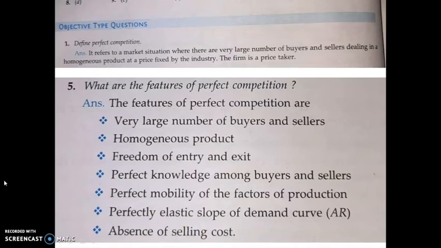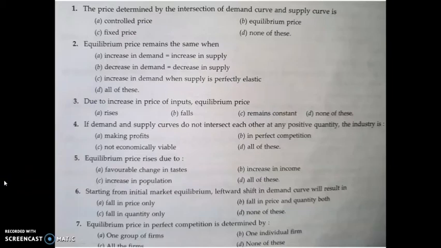The next important part is price determination: how the price is determined in a perfectly competitive market structure. The one-word question is: the price determined by the intersection of the demand curve and supply curve is known as A. Controlled price, B. Equilibrium price, C. Fixed price, D. None of these. The answer is equilibrium price. The intersection of the demand curve and supply curve gives the equilibrium price.